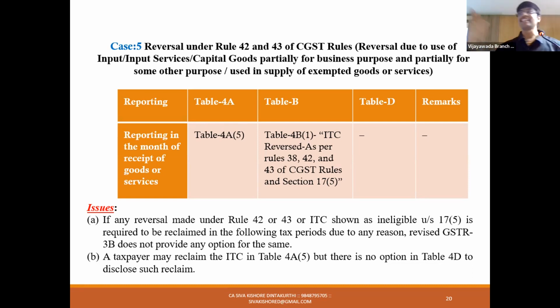4A5, all other ITC. Now, are you required to disclose it in 4D1 or not?